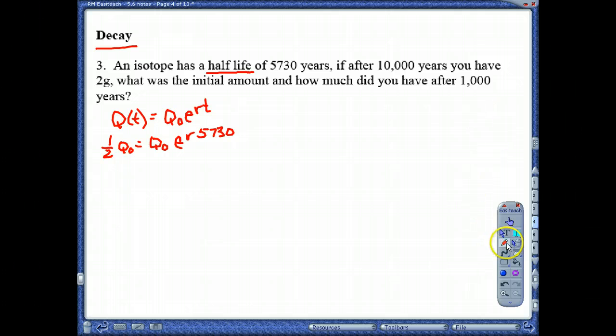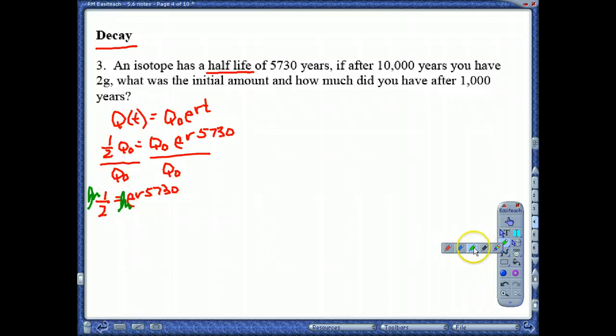That's a lot. Okay, we need to go ahead and divide through by Q sub 0 because it's on the same side as our exponential, and we need to get rid of that exponential as soon as we possibly can. So get the exponential by itself so that you may natural log both sides. So I'm going to natural log both sides. The nice thing about that e is that it cancels with my natural log. So I have the natural log of 1/2 equals r times 5,730.